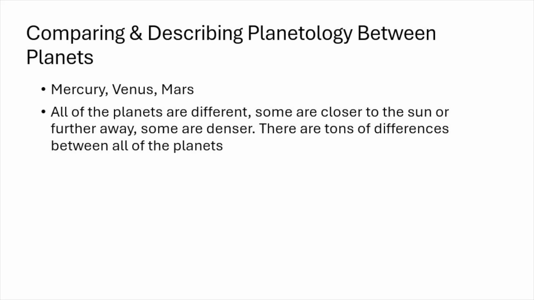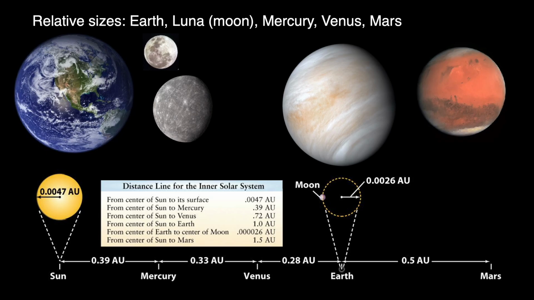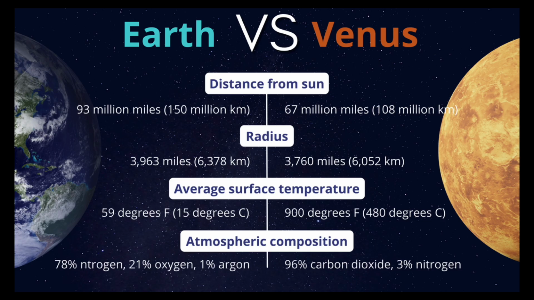Some are closer to the sun or further away. Some are denser. There are tons of differences between all of the planets. And look, they have different sizes and distances, they're far apart. And then they have tons of differences as shown on these slides.